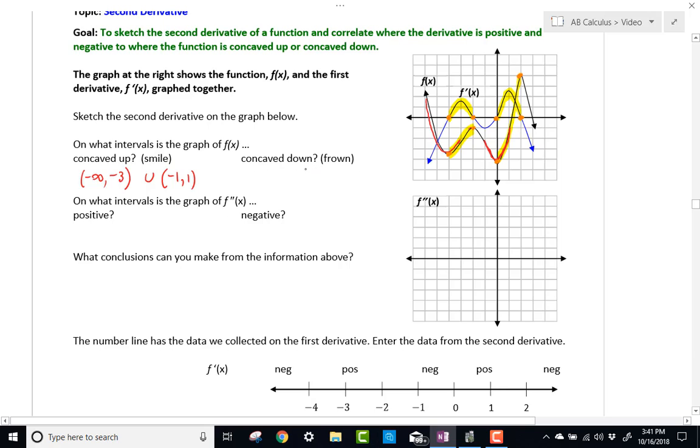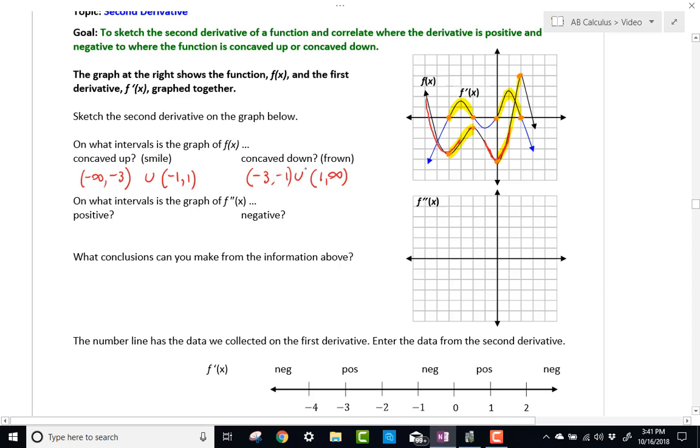Where is it concave down? Well, we skip the interval from -3 to -1, so that would be frowning or concave down from -3 to -1. And then it looks like it's also frowning or concave down from 1 to infinity. 1 to infinity. All right.